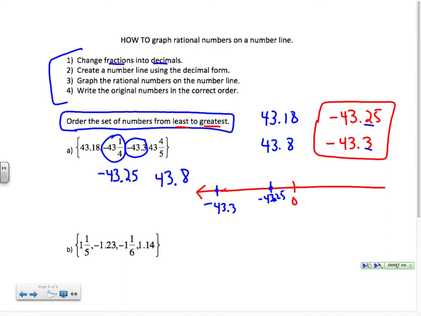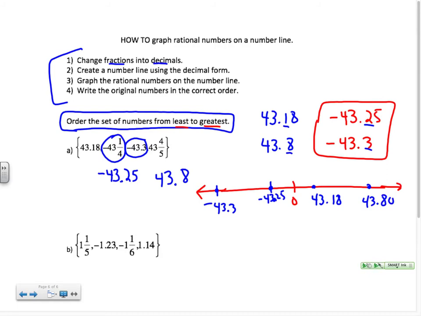Okay. And then on my positive side, the numbers are going to start low and get big. Right next to my 0 would be 43. What would come first, the 1 or the 8? The 1. 43.18. And next would be 43.8 or 0.80. So now I get a visual on a number line. I can order them from least to greatest.